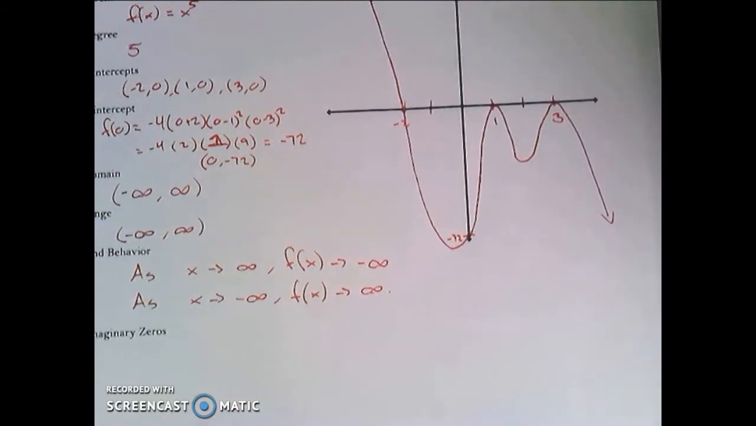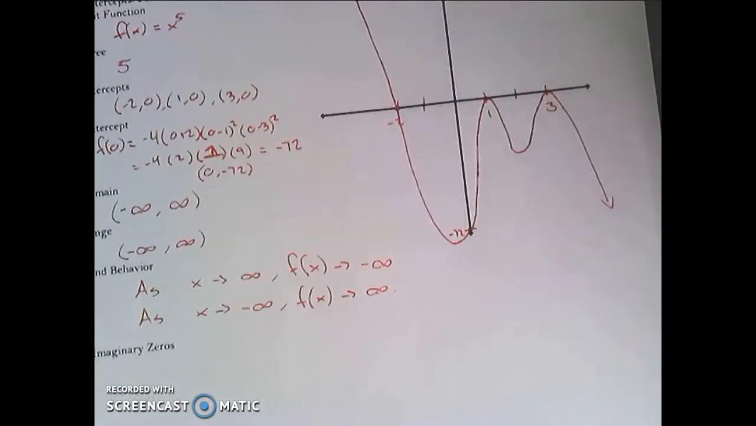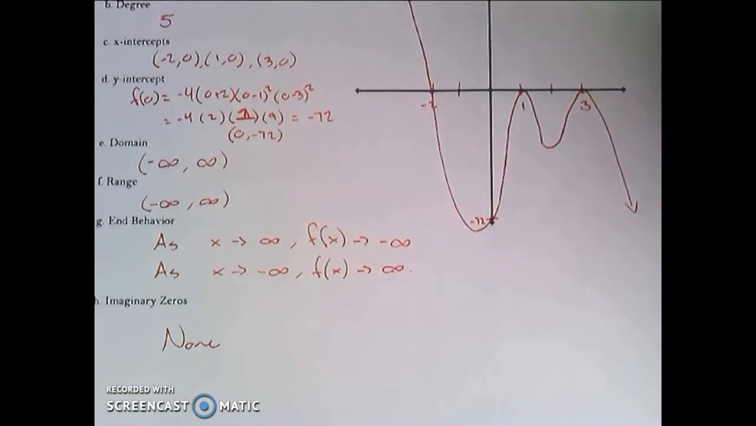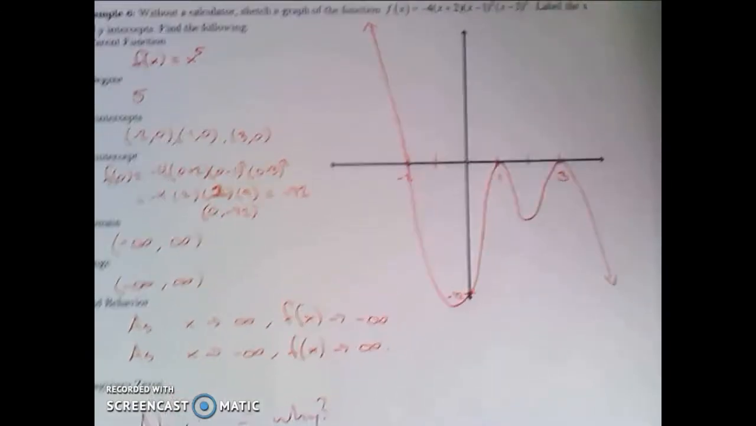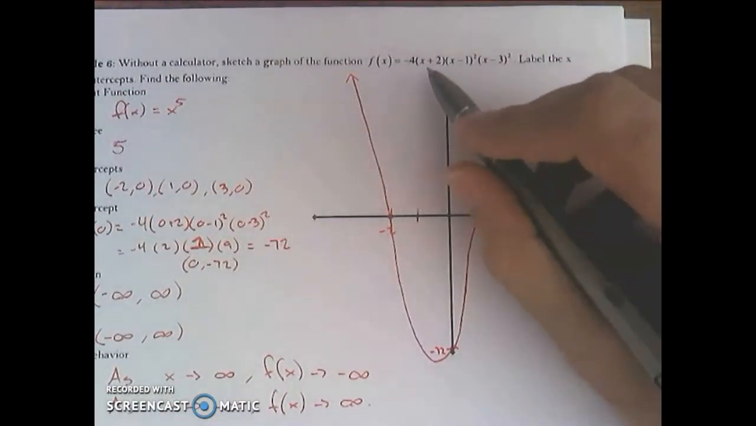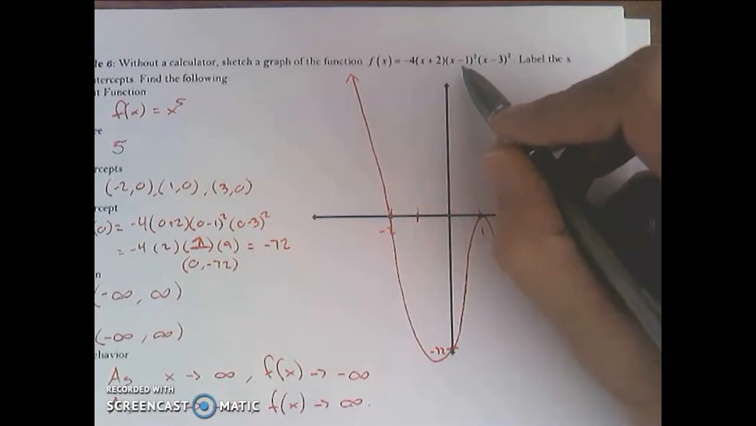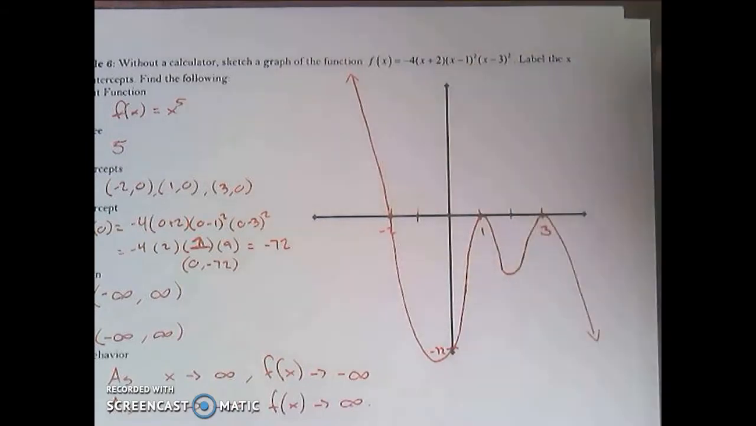How many imaginary zeros do we have? Well, we've got 1, 2, 3 real zeros. But the truth is we don't have any imaginary zeros. Why don't we have any imaginary zeros? Well, let's take a look back at the equation. We've got 1 x here, 1 zero here. We've got 2 x's here. This 0 at x equals 1, if we were to expand this out, we would have a 0 at 1 and then another 0 at 1. Because the multiplicity is 2, we're counting that real 0 twice. The same is true for the 0 at x equals 3.